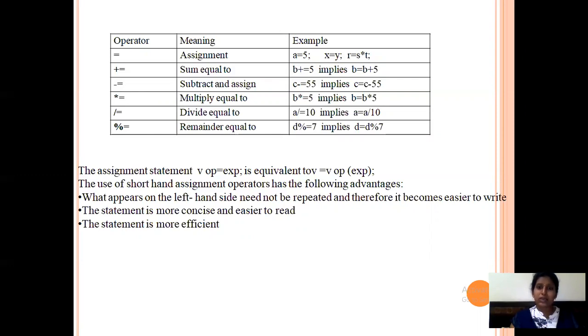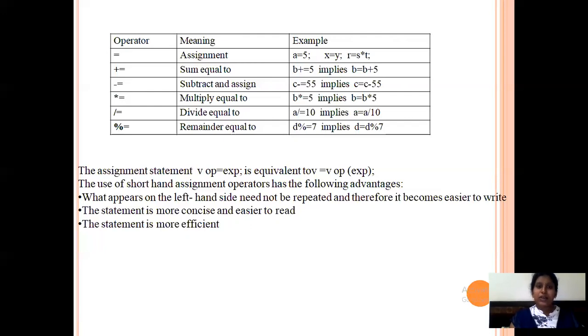we call it what? Sum equals to. We can write it as b += 5. It implies b = b + 5. You can also write subtraction and assignment operator. c -= 55 implies c = c - 55.